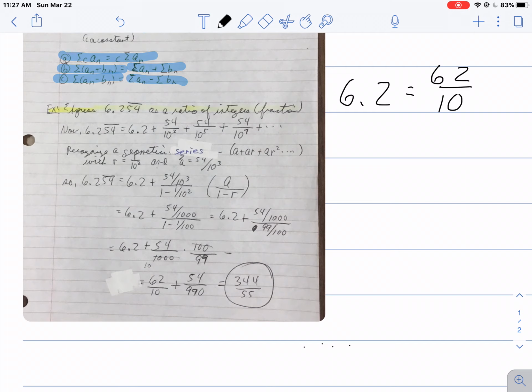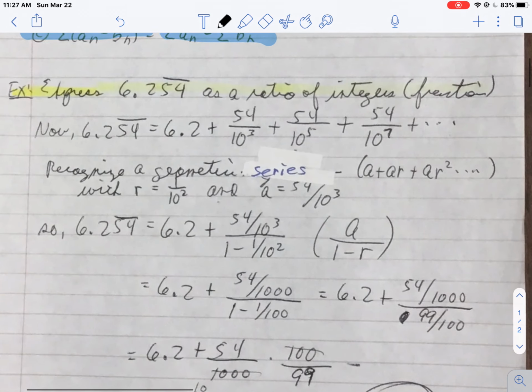And that works fine as long as the decimal that we have is a terminating decimal, and we know what the last place value of the decimal is.